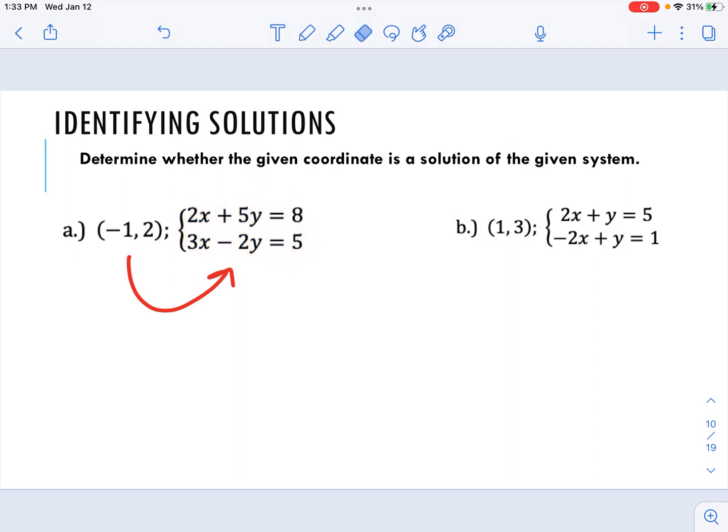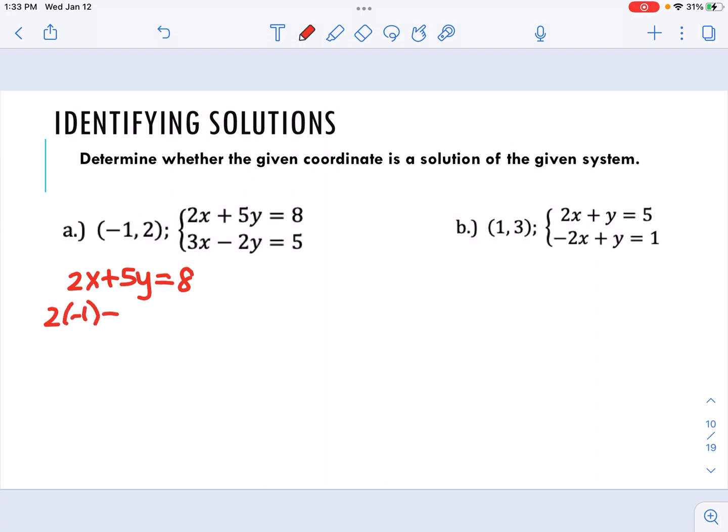However, we want to do this mathematically. One way to check whether a given coordinate is a solution is to take this x and y value and plug it into each of the equations and see if it satisfies them. So let's go ahead and do that. I'm going to take -1, 2 and plug it first into 2x plus 5y equals 8, and we want to see if that satisfies it.